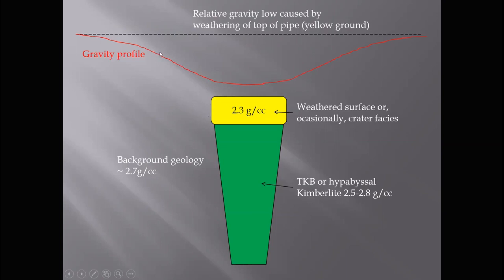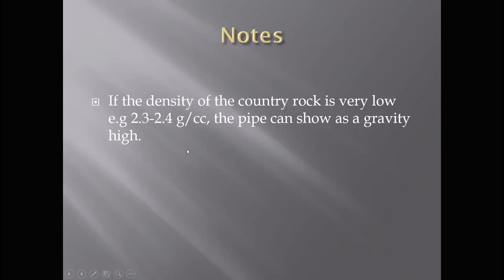So this is what we're expecting to see. The gravity profile comes in. You'll see how much bigger this gravity low is than the body. Really, the kimberlite sits in the middle, and we start getting a decrease on the sides. So again, we're going to have to do some fancy filtering to get a more accurate idea of the actual size. Some notes: if the density of the country rock is very low, the kimberlite pipe can actually show as a gravity high.